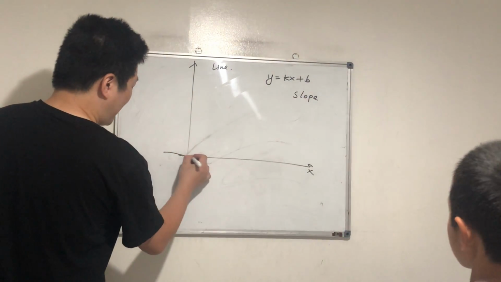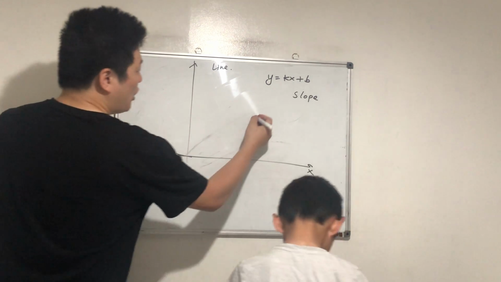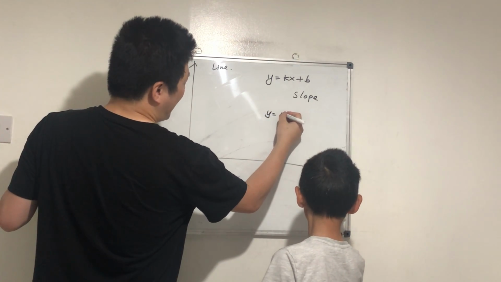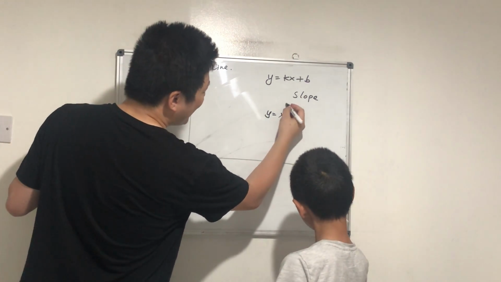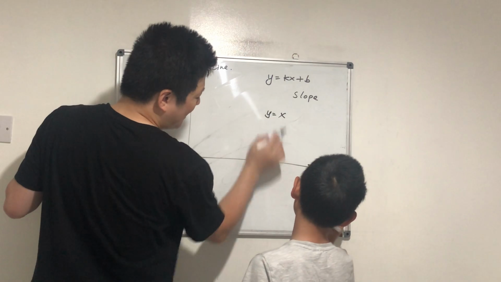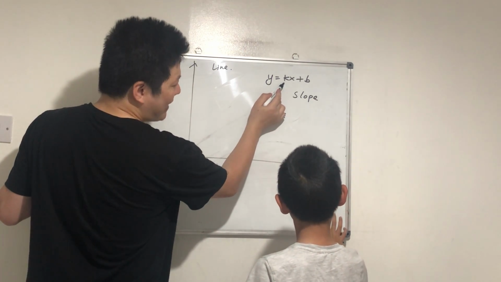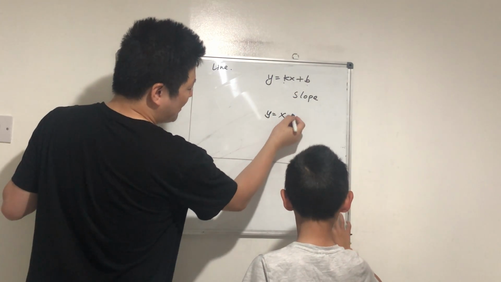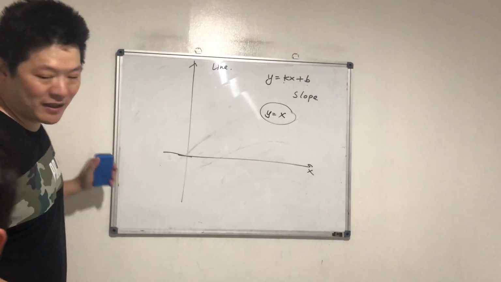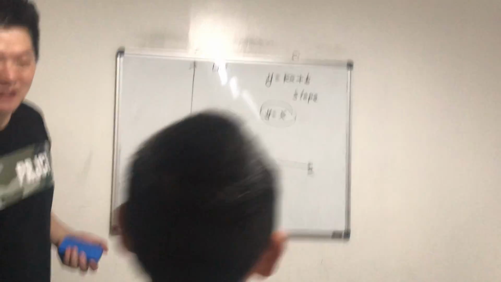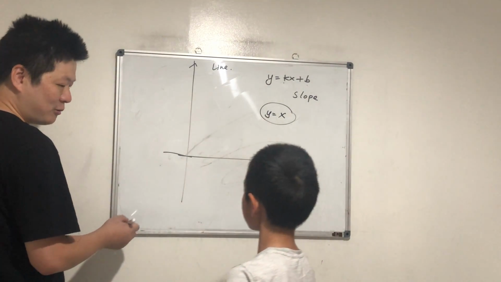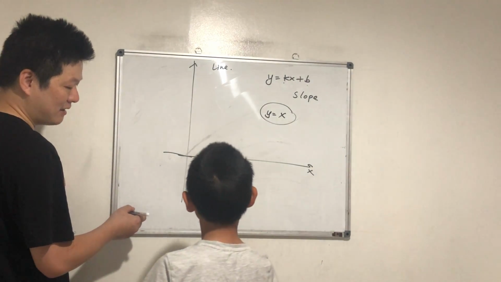Look, for example, let's say y equals x. Okay, when k is 1, b is 0. Eric, look. Come on. When k is 1, b is 0. So this function is y equals x. Right? So where is the line going to be? Is it passing the number 0? Y equals x. What's the line going to be like?